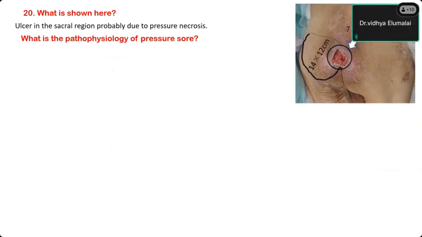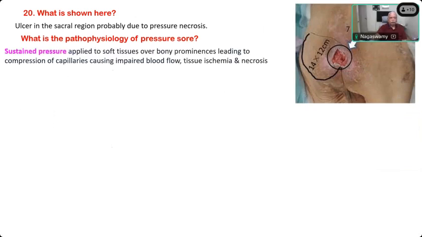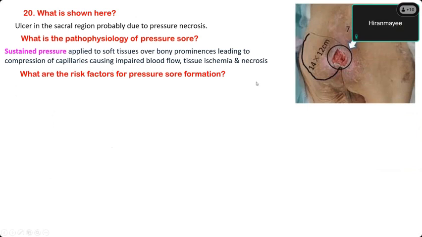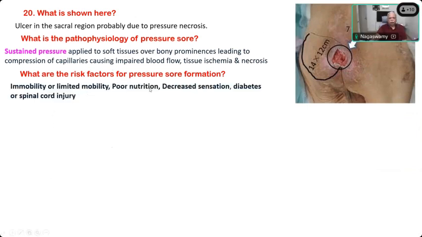Because of increase in the pressure, there will be decrease in the blood supply to the skin. Sustained pressure applied to soft tissues over bony prominences, leading to compression of capillaries, causing impaired blood flow, tissue ischemia, and necrosis. Okay. What are the risk factors for pressure sore formation? Prolonged immobilization, neurological immobility, poor nutrition, decreased sensation, diabetes, or spinal cord injury.